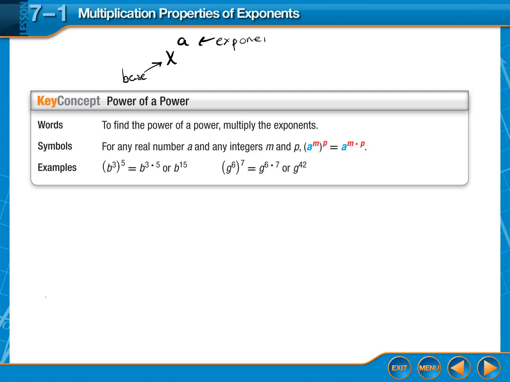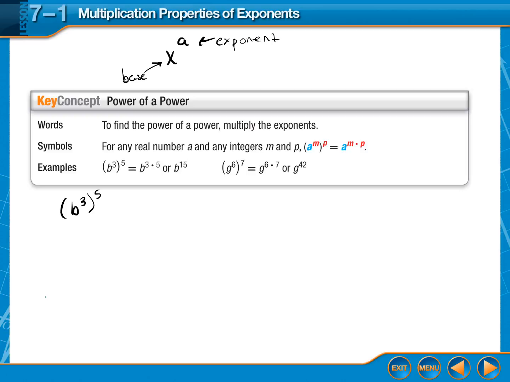And remember, the base is telling me what I'm multiplying. The exponent is telling me the number of times that I'm multiplying it. So if I take b to the third to the fifth power, let's analyze exactly what this is talking about here.